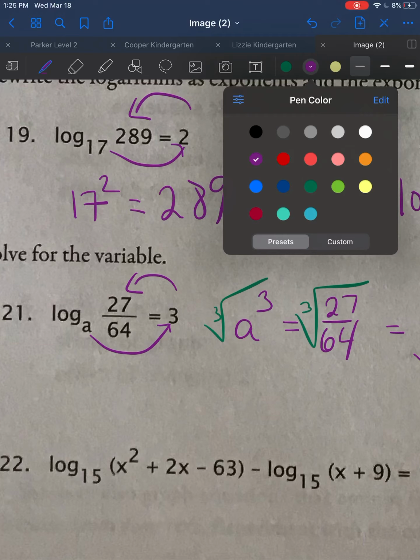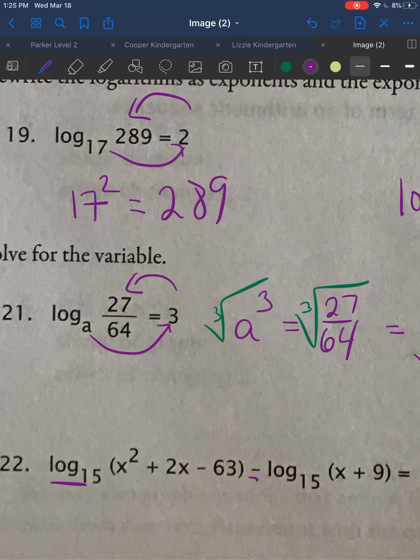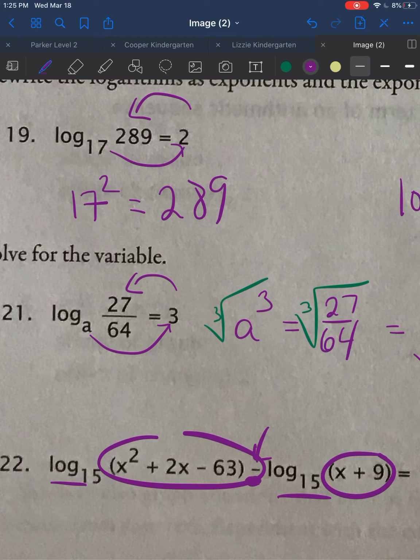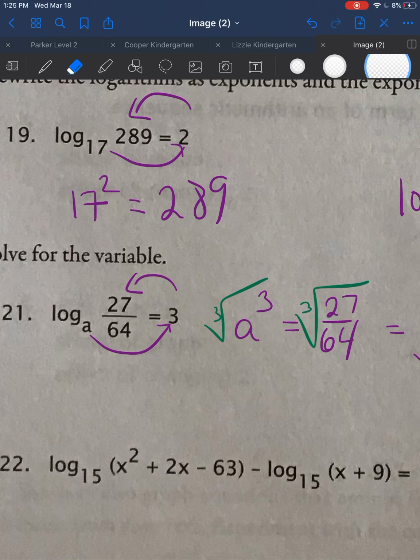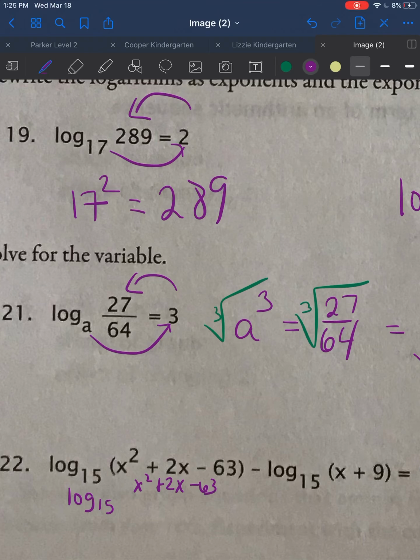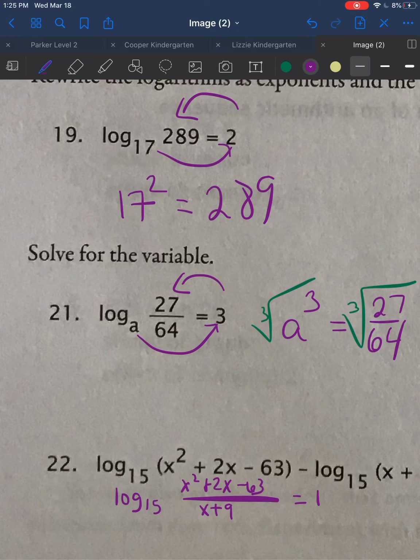We are going to start by, when you have a log minus a log, you can divide their insides. Remember that minus in log land means to divide their insides. Okay, so what we're going to do is condense this into one logarithm. We're going to say log base 15 of (x squared plus 2x minus 63) over (x plus 9) equals 1, because that's what it says over there.